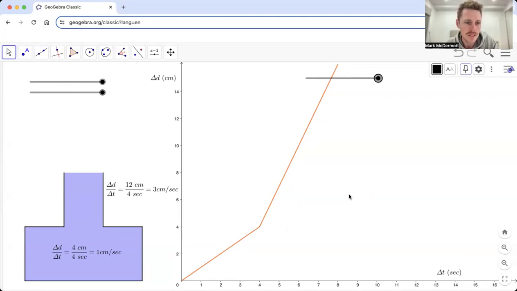Okay, hopefully that clarifies how water would fill in a vessel like this. And hopefully you're getting a picture of what rates of change are all about.